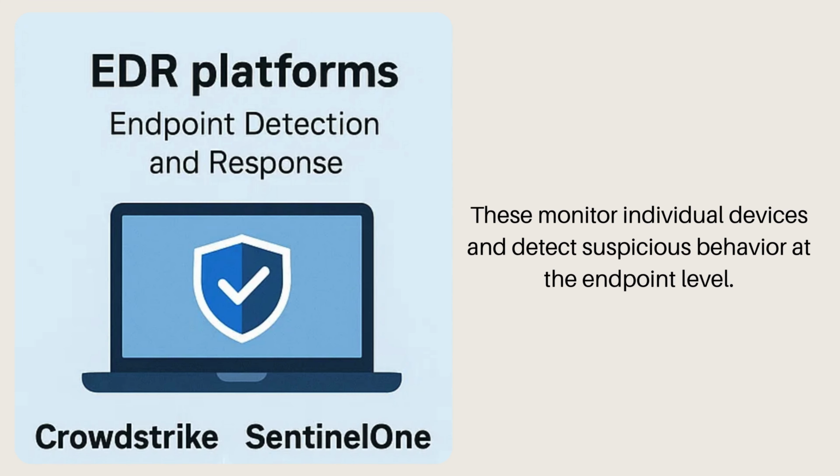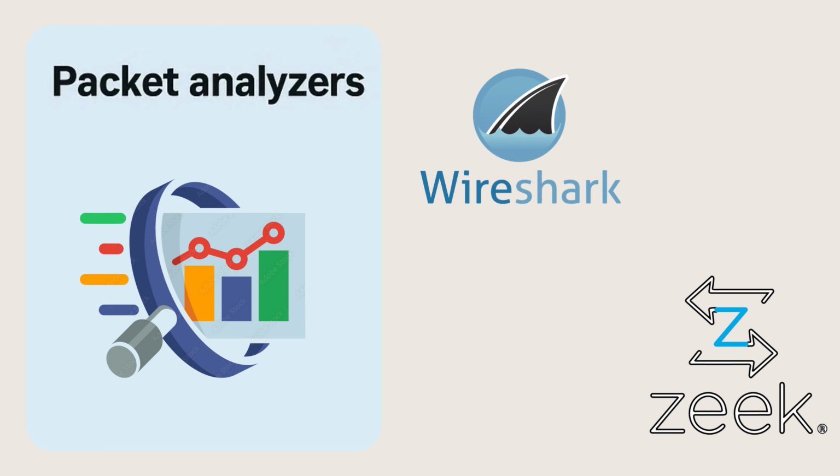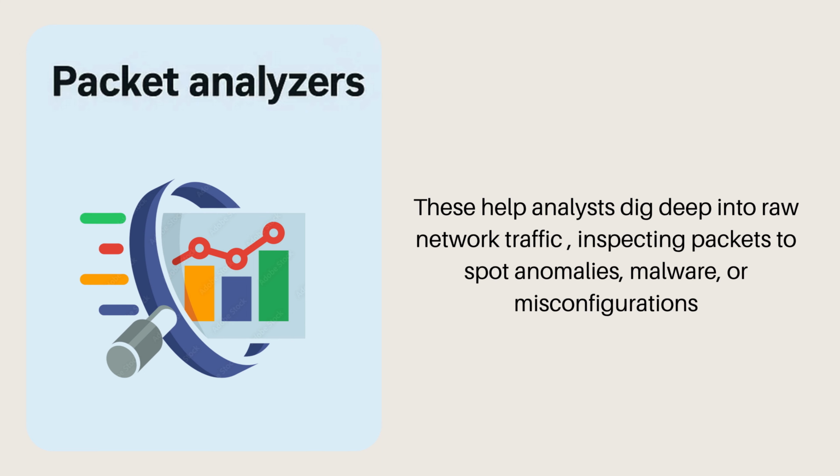Next, EDR platforms. These monitor individual devices and detect suspicious behavior at the endpoint level. Two leading examples are CrowdStrike and SentinelOne. Then we have packet analyzers like Wireshark. These help analysts dig deep into raw network traffic, inspecting packets to spot anomalies, malware, or misconfigurations.